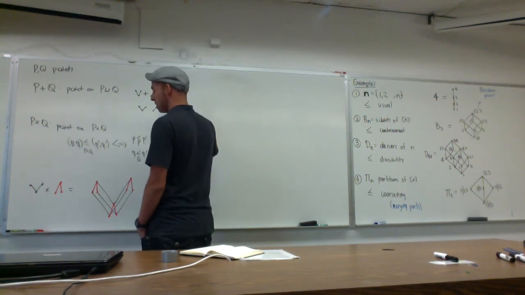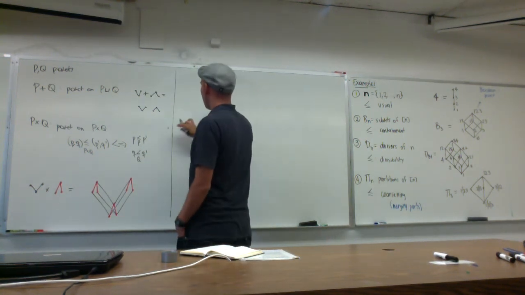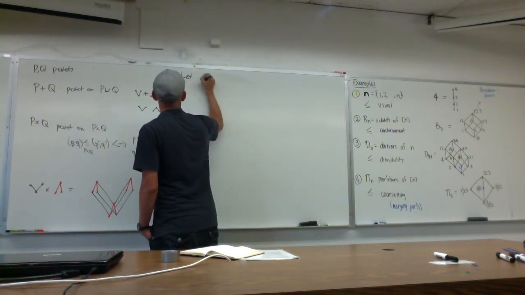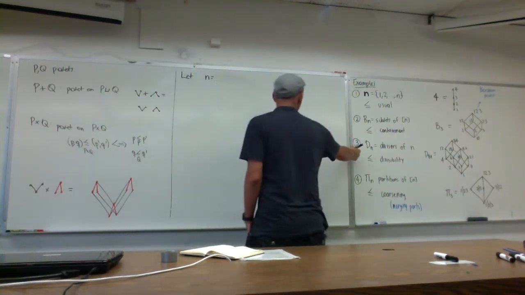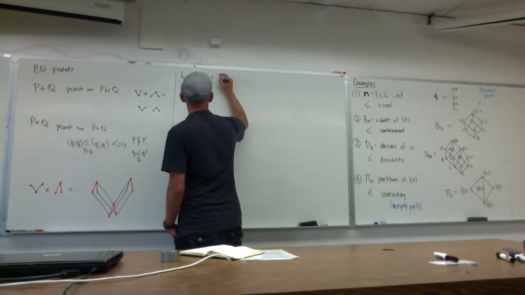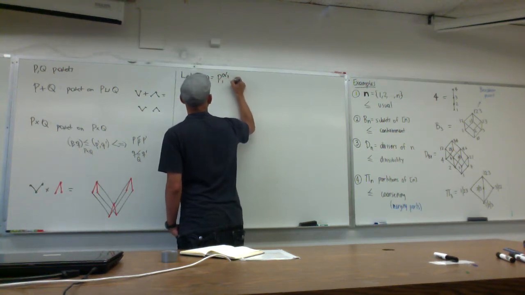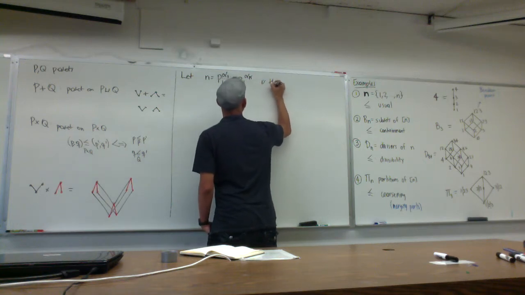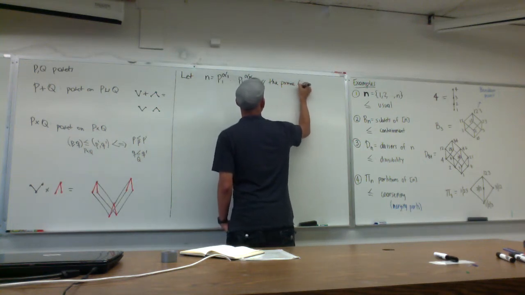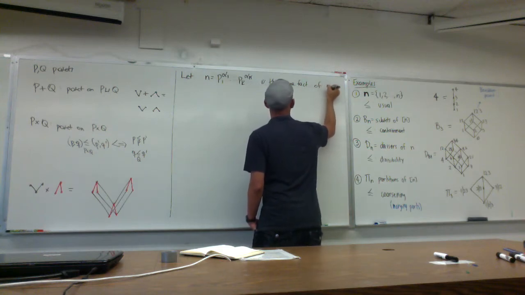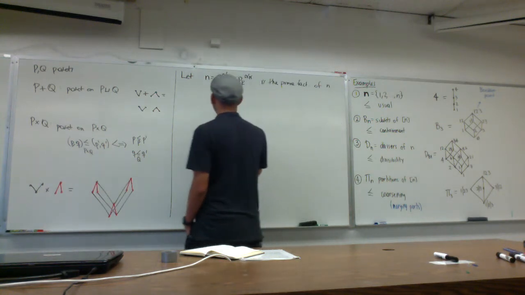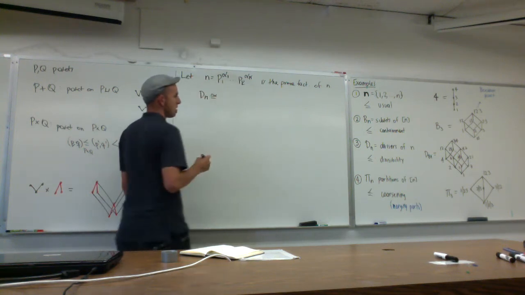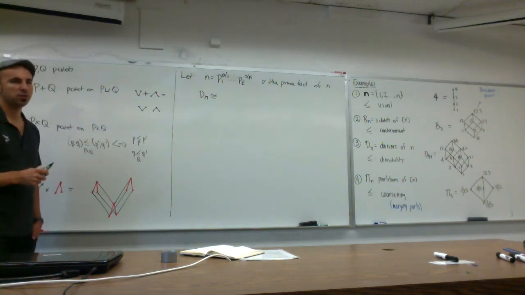So let's see what else can we define? Well, maybe let's talk about what D_n looks like. Okay, so what does D_n look like? Let's say that this is the prime factorization of n. Then what is D_n isomorphic to?